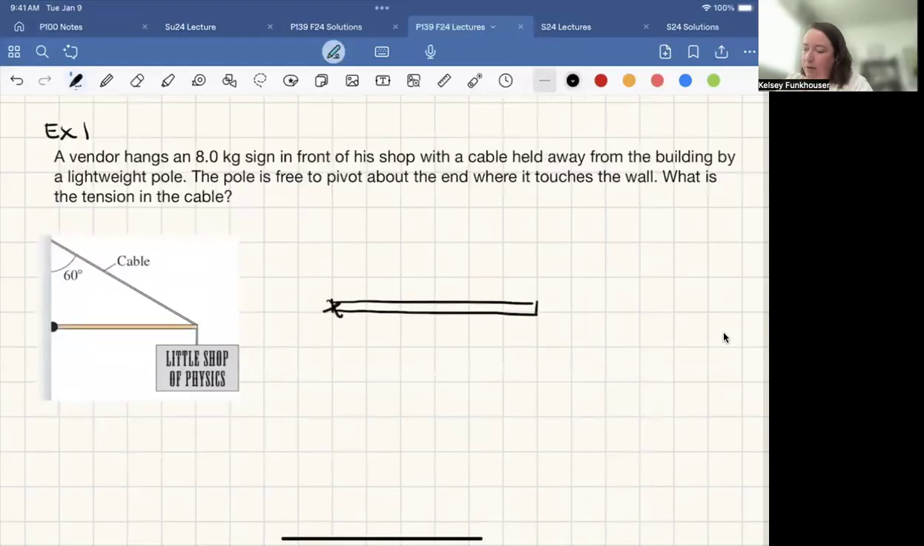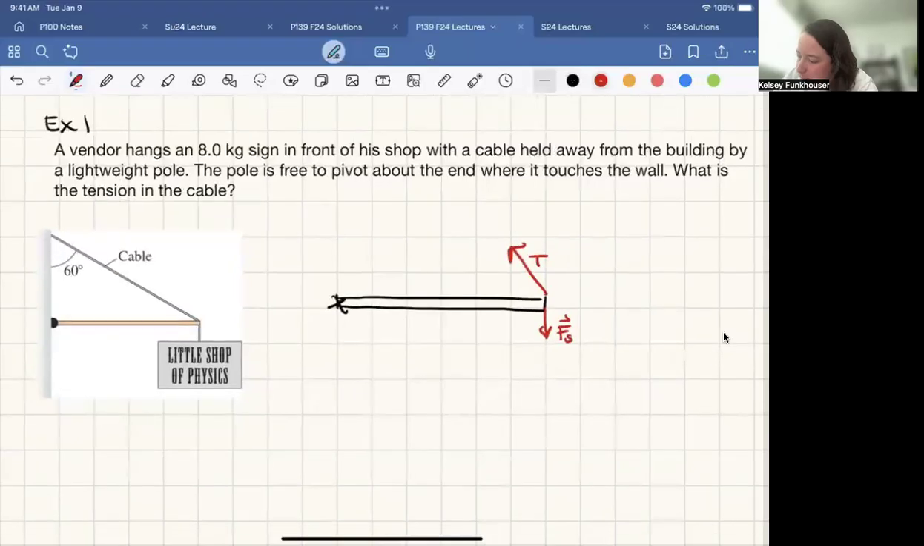Okay, so here is our lightweight pole. Put the X where the pivot is, that's where it's attached to the wall. And then we just draw our forces. So the sign that is at the end, and we will just say F sub S for sign. And then the cable is at an angle. My scale is probably off here, but that's the tension in the cable.